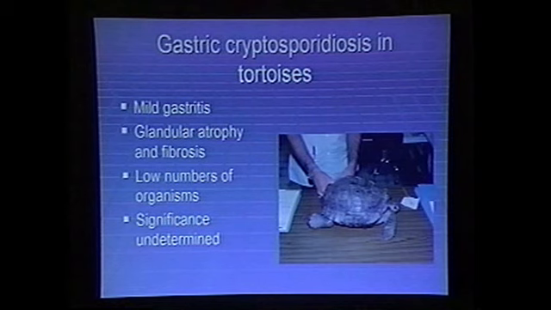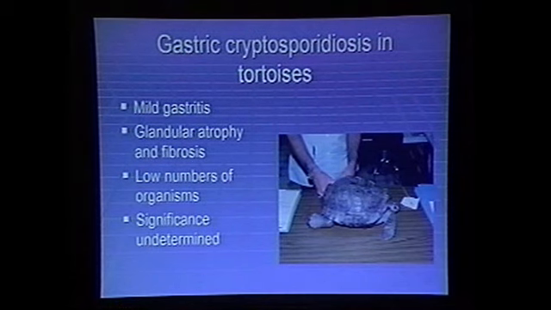Cryptosporidiosis, until a few years ago, was not thought to occur in tortoises or turtles. But in fact, cryptosporidiosis is seen in tortoises, predominantly in the stomach, but occasionally also in the intestine. In the stomach, it is associated with mild forms of gastritis, glandular atrophy, and fibrosis in the lamina propria. Generally, it is associated with low numbers of organisms on the mucosal surfaces of the stomach, and the significance of the organism's presence relative to the histologic changes is undetermined.